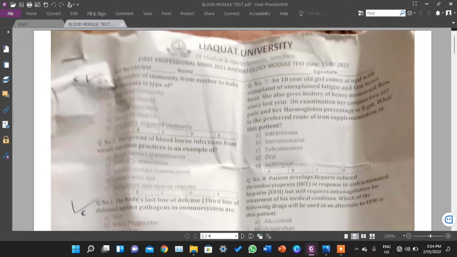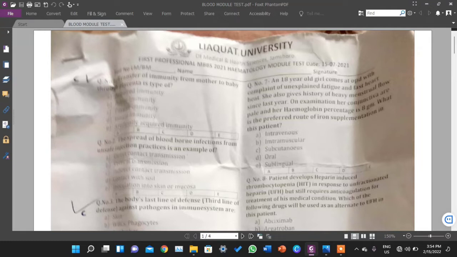The question number 1 is about the transfer of immunity from mother to baby is an example of which type of immunity. A is acquired immunity, B is inactive immunity, C is passive immunity, D is innate immunity, and E is artificially acquired immunity.